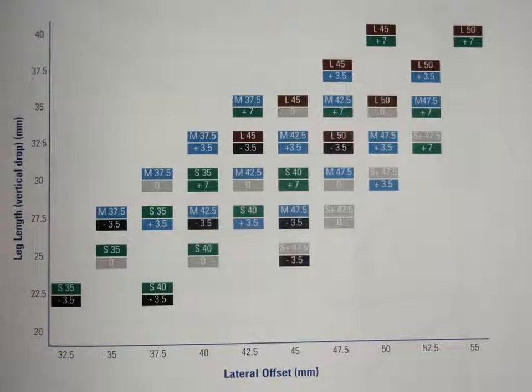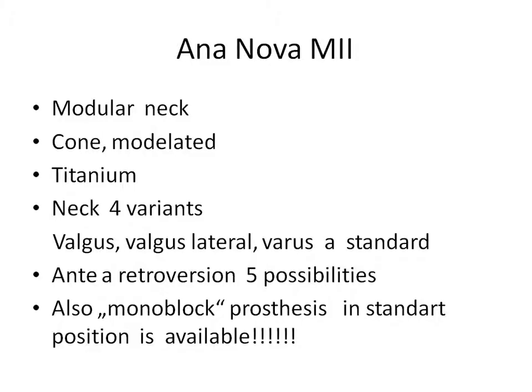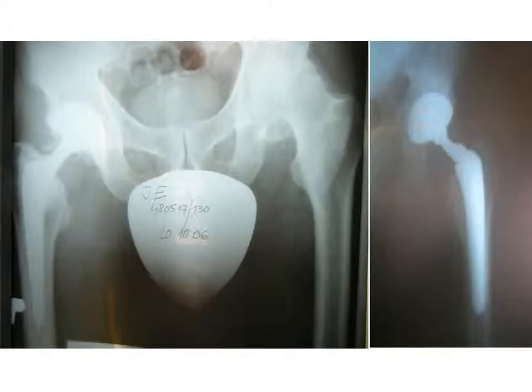It's sometimes very complicated, and it's necessary to make very accurate preoperative planning. We use this type of stem, which is modular cone made from titanium. The neck has 4 variants: valgus, lateral, varus, and standard, and anteversion could make 5 positions. There is also available a monoblock prosthesis in standard position, and I think that it is one of the very big advantages of this type of modular stem.